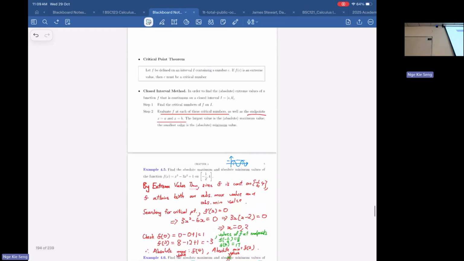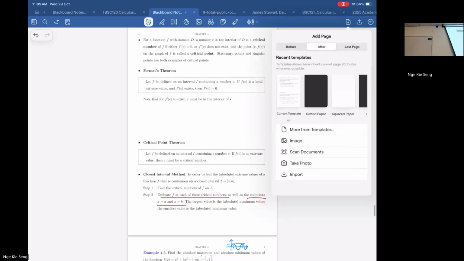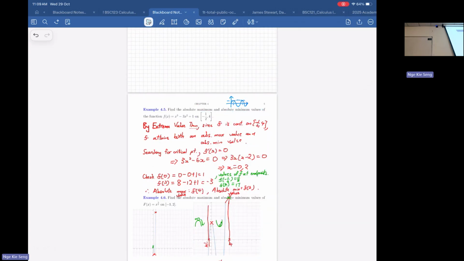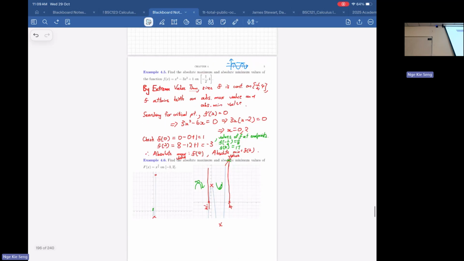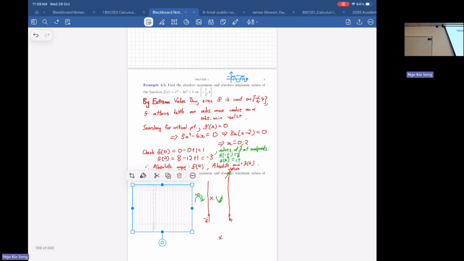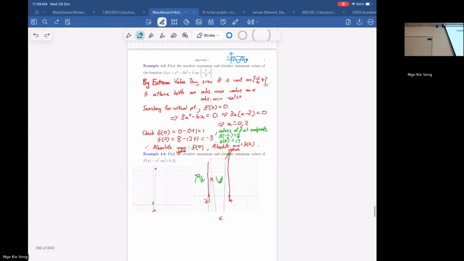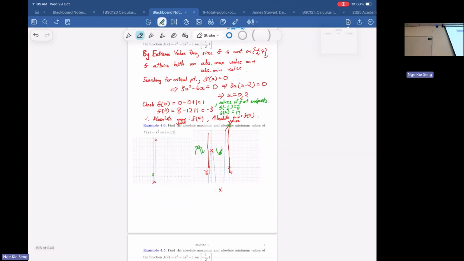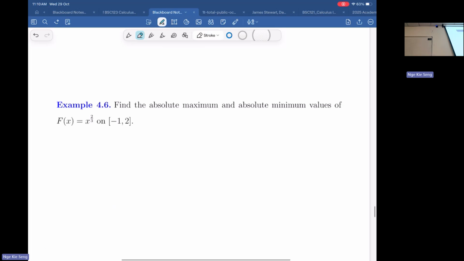Okay, let's continue. Okay, let's do 4.6 on your own first. Then we will discuss. I should duplicate this better. Okay, let's do 4.6. I'll let you try first. See what you can do.